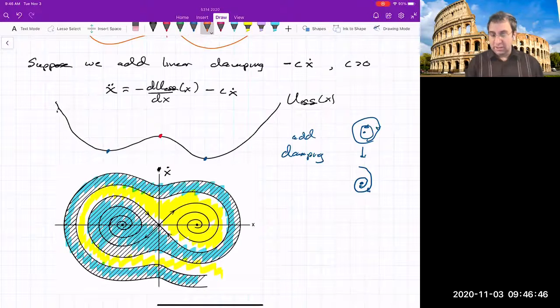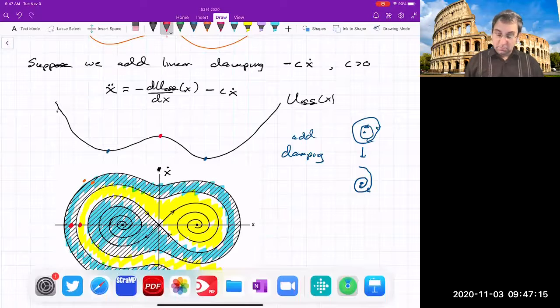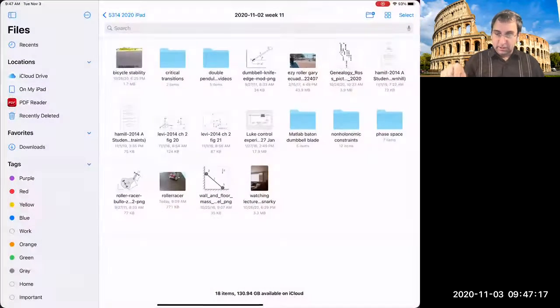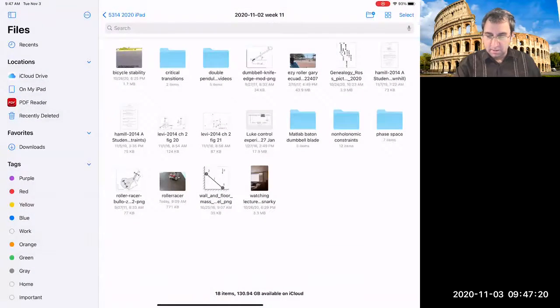And there could be interesting things like if I released over here somewhere, if I release at this point or at this point, I'll have two different fates. Or think of releasing from rest at, I'll make it a different color, this point down here, and then nearby, if I released at this point, these two balls would settle down in the two different wells. And in fact, I have a student who did this experiment.